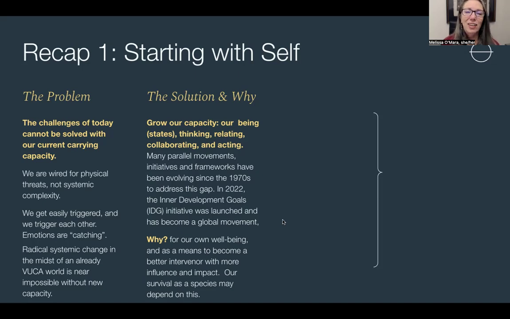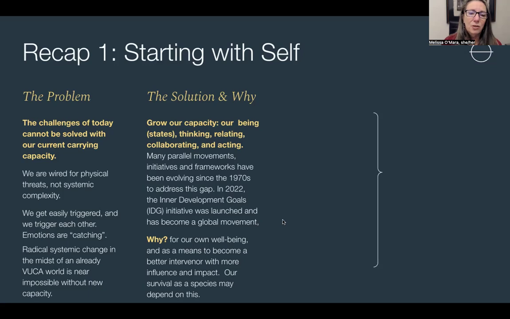The solution is to grow our capacity, our being states, our way of thinking, relating, collaborating and acting from a sage state and a sage perspective. There have been many parallel movements and initiatives and frameworks that have been evolving, but what we also know is that indigenous wisdom, ancient wisdom exists. And so while maybe there have been many new things launched recently, this is something that our ancestors know is true, that we have these two major interstates and that we can choose between them.